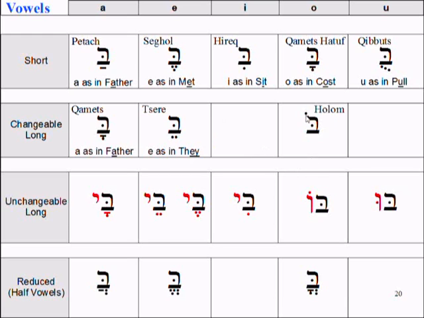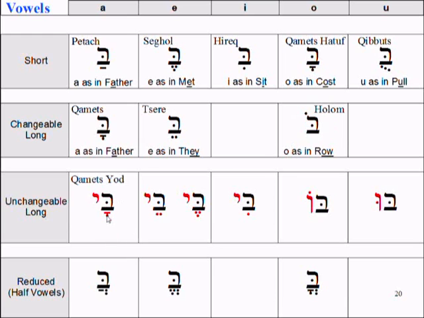And we have a holum, which is this little dot here. When we have a dot above a letter, except for a shin or a sin, sometimes that's confused with a holum, just because it's a dot. But the holum above a letter means it's an O sound. O as in row. So this is a holum. So this is ba, and bo.